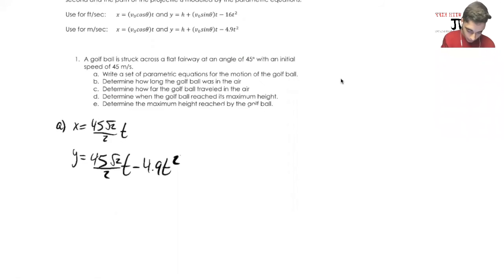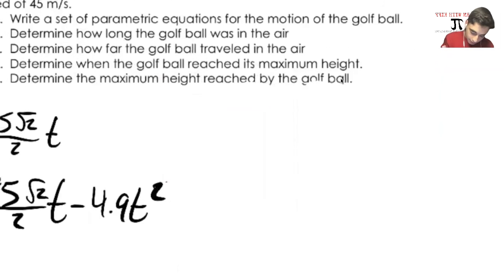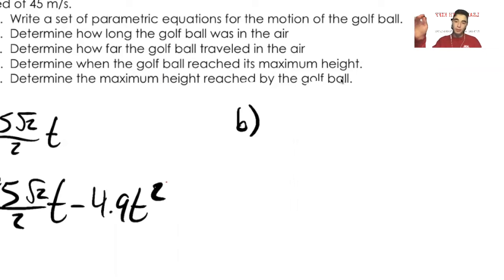All right, B, determine how long the golf ball was in the air. So if we think through this, we know how long the golf ball is in the air by finding when the golf ball hits the ground again. Because if it leaves the ground at t equals 0 and it comes back to the ground at t equals some number, it was in the air for whatever that number was, right?